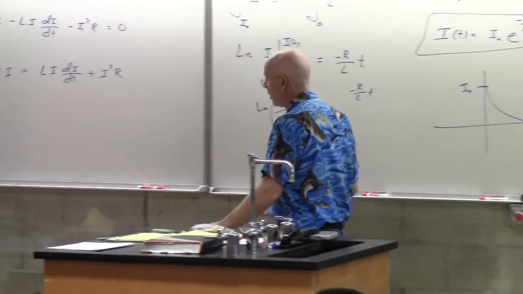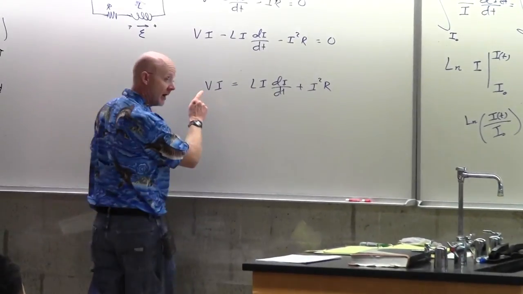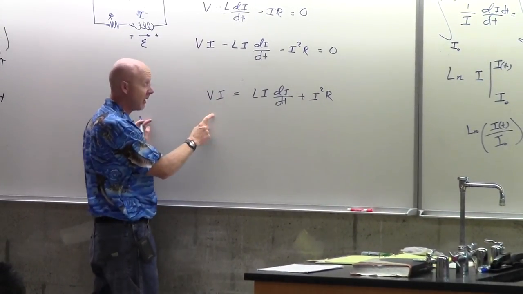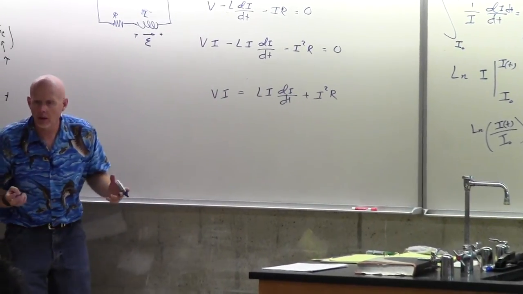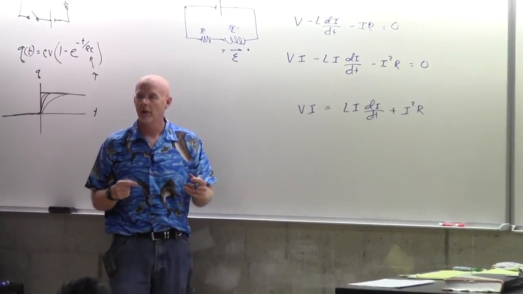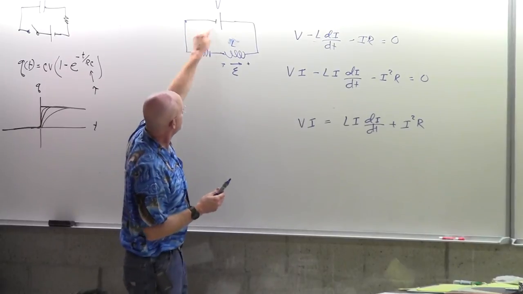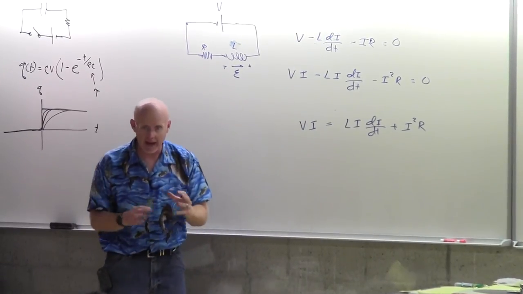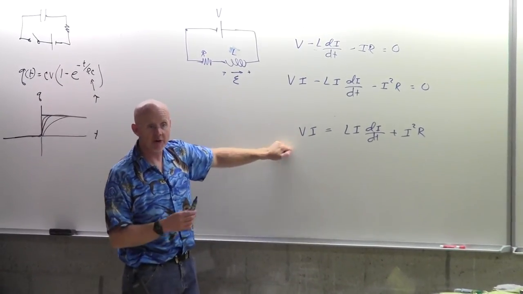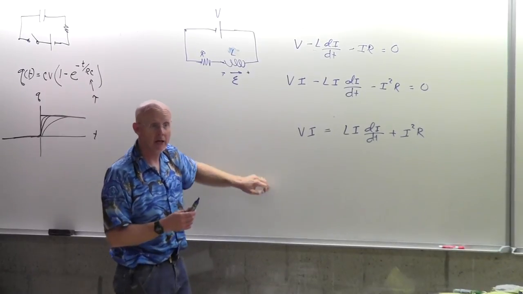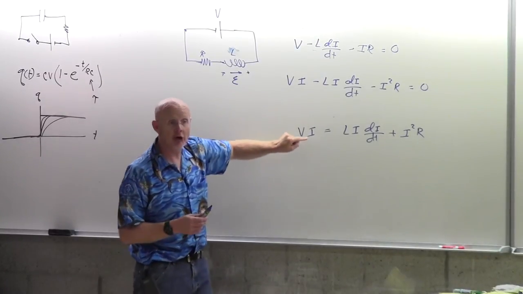Yeah, good. Let's start with the V times I. What is that telling you right there? Power. What power? Okay, this is the power coming from the battery. That's why I wanted to use the V here. This is the V for the battery, times the current in the battery.